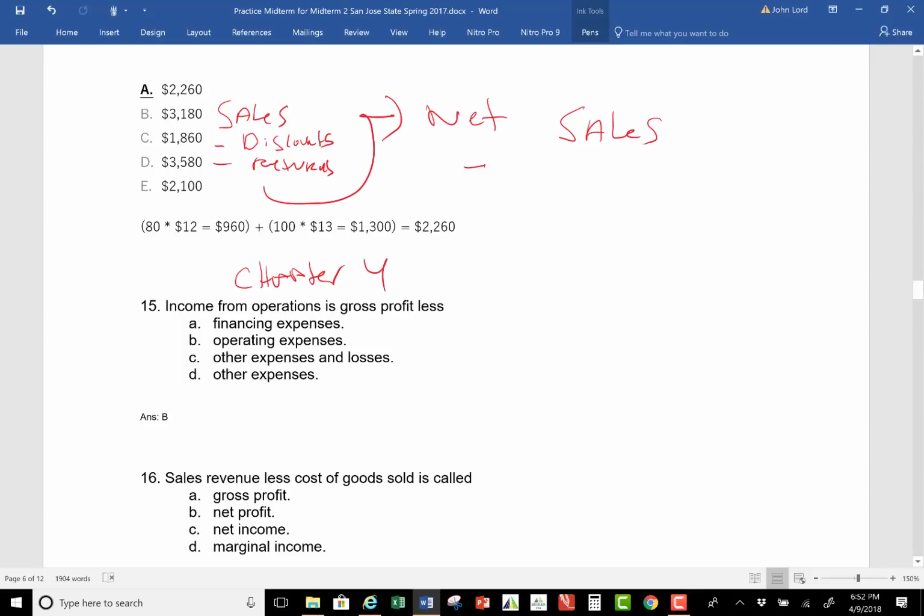Now, most of the time, companies won't show you all that discount and return stuff. They'll just usually start you on their multiple step income statement with net sales. But for this class, you need to know how net sales is constituted, which is sales minus discounts minus returns. Okay, so there's my net sales. Then what do I do? What comes off of sales?